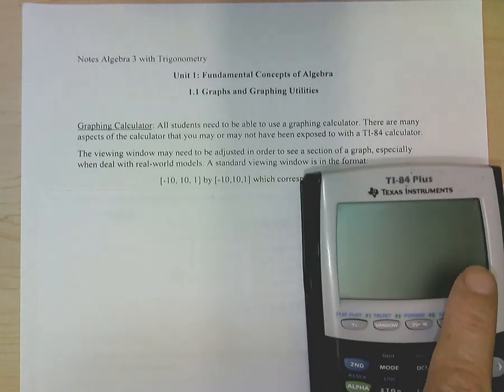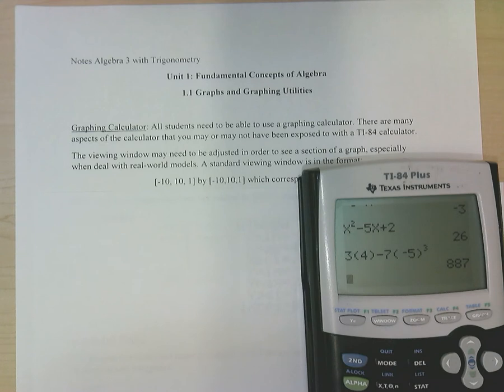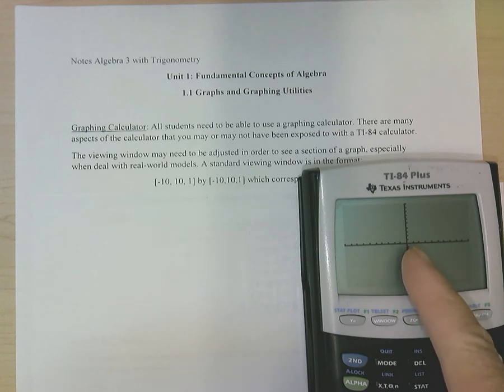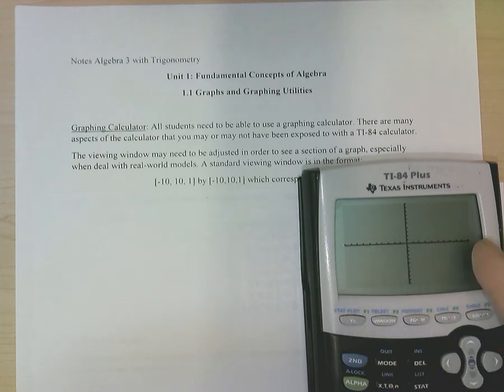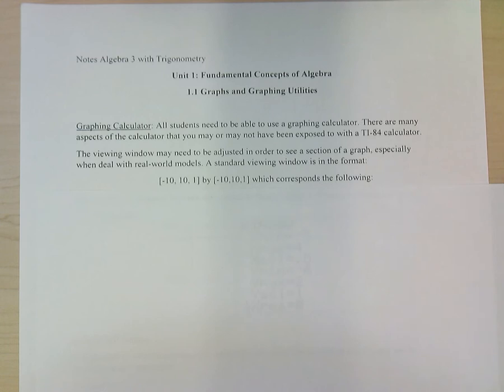down. So if I grab a calculator and hit zoom, and then 6 is the standard window, that's saying that I have 0 to -10, 0 to +10, 0 to -10, 0 to +10. But you might need to adjust your window.